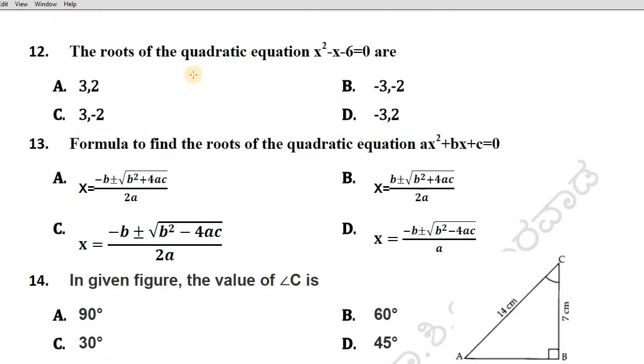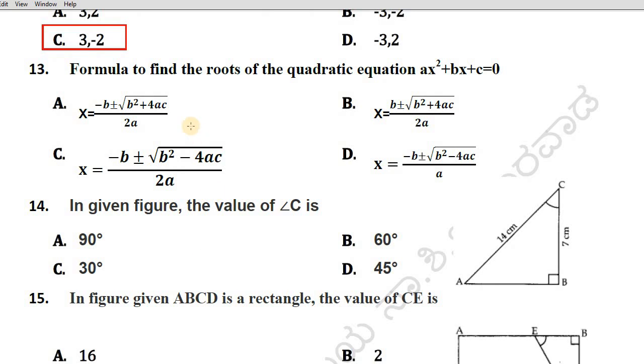Question number 12. The roots of the quadratic equation x square minus x minus 6 equals 0 are. What are they asking? They are asking to find the roots. Roots, in the sense, you want to solve this and write the factors. For that you want to split the middle term. To split the middle term, first multiply the first term with the last term, you will get minus 6x square. Minus 6x square factors are 3 and minus 2. So for this question, the correct option is C, 3 and minus 2.